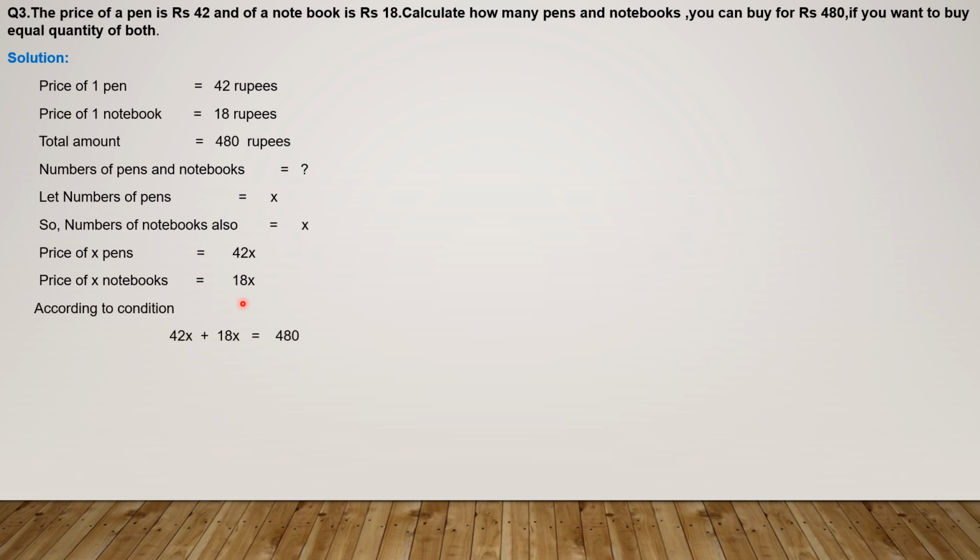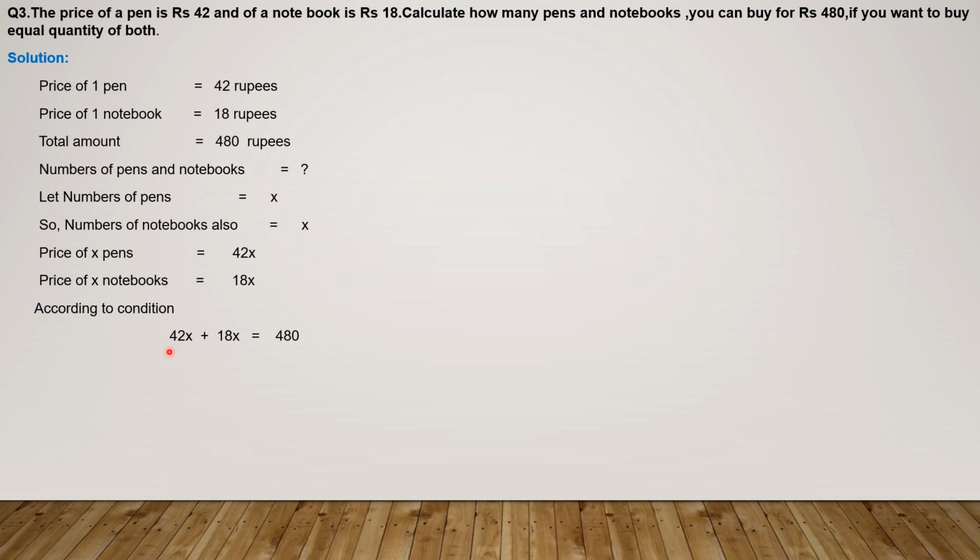Now the condition is given to you that if you add both the quantities, you have the total money, that is 480 rupees. You have to purchase x pens, x notebooks, and the total money given to you is 480. Got it? 42x is the price of x pens, 18x is the price of x notebooks, and both together have 480. Got it? In 480 rupees you have to purchase x pens and x notebooks.